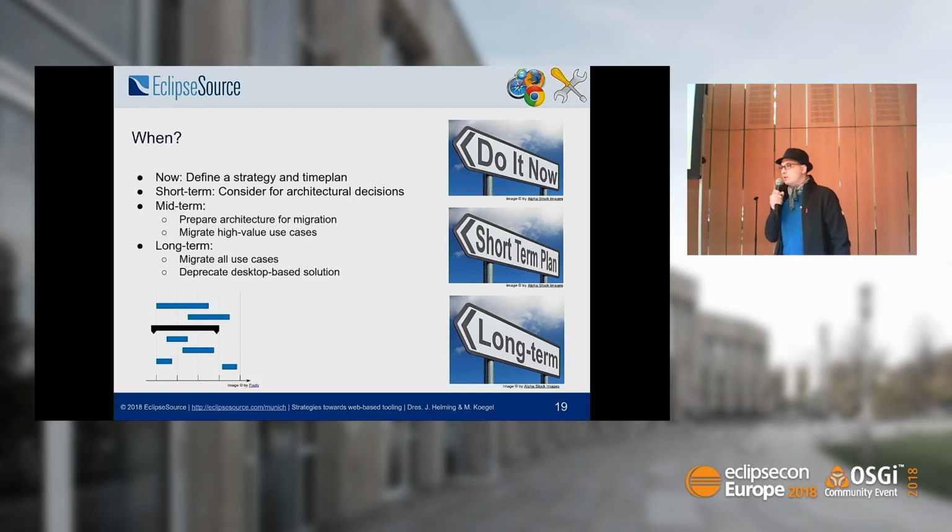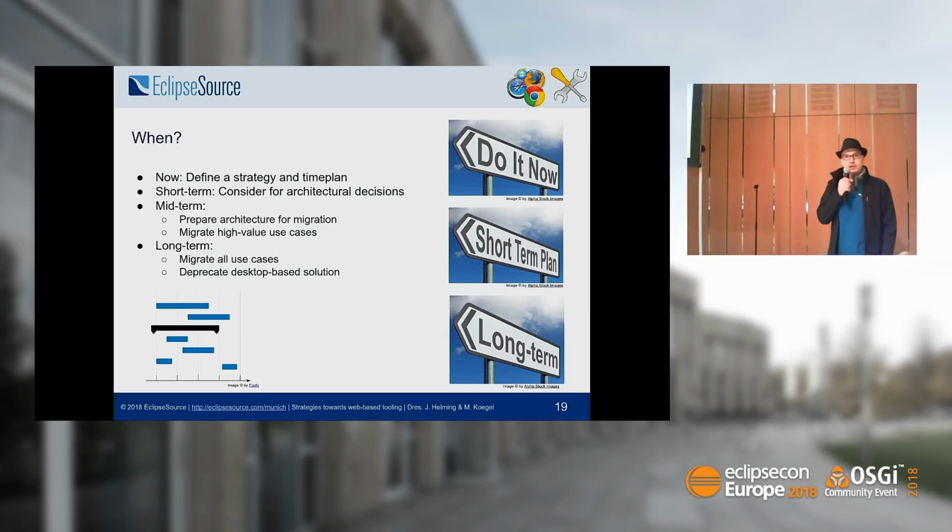Because for many of the decisions you need to take in the future, it's important to know what is a potential time frame for a migration for my tool. And then quite short term, you might also already want to consider the migration that will happen in the future for architectural decisions you take now for your existing tool, because those might heavily influence the cost of a migration in the future. And then midterm, you want to go one step further and really prepare your architecture for a migration, because there's things you can do in your existing tool that will make it much simpler to do a migration later on.